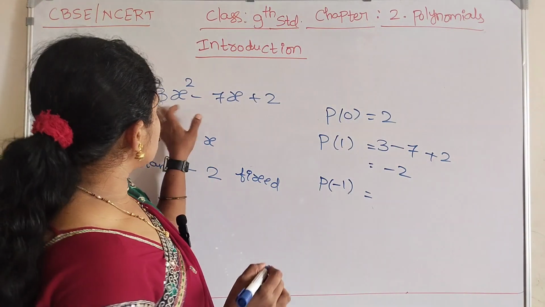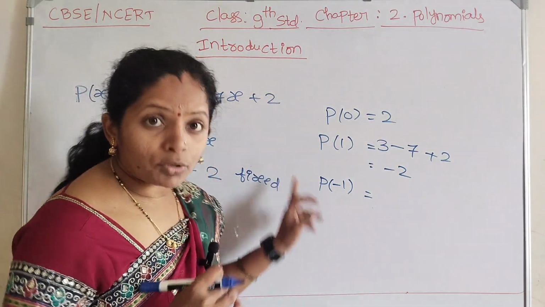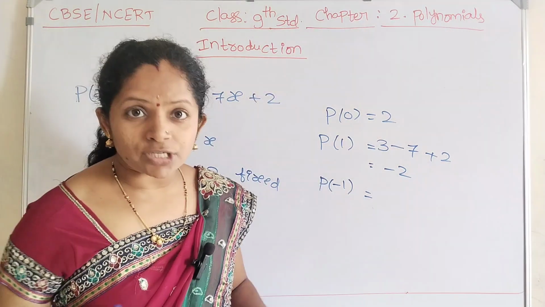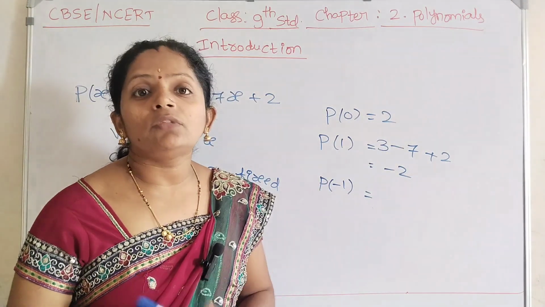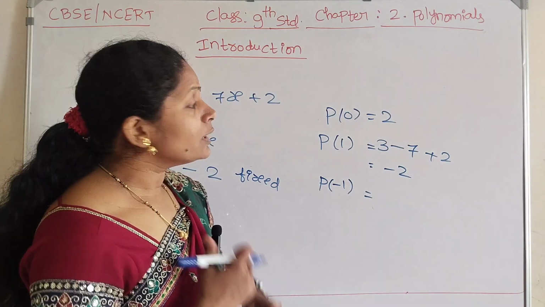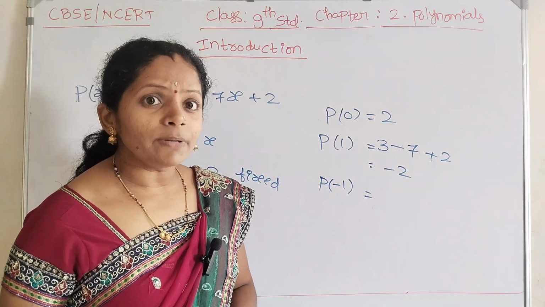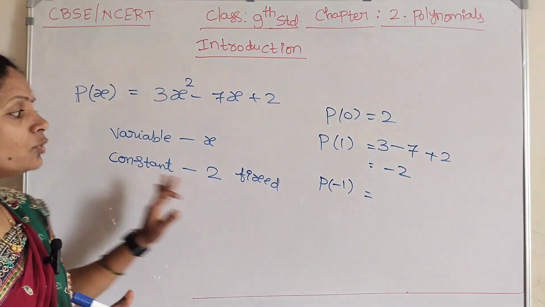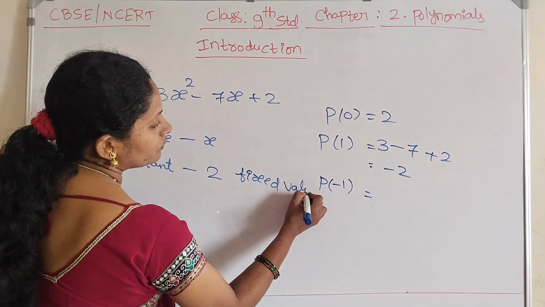Whatever the expression is there, every time we have to add the 2 only. This 2 is not going to change. You can replace x with 1, 2, 3, whatever value you take. But can you replace the 2 here? We can't replace it. That's why it is called the constant, meaning it is a fixed value.